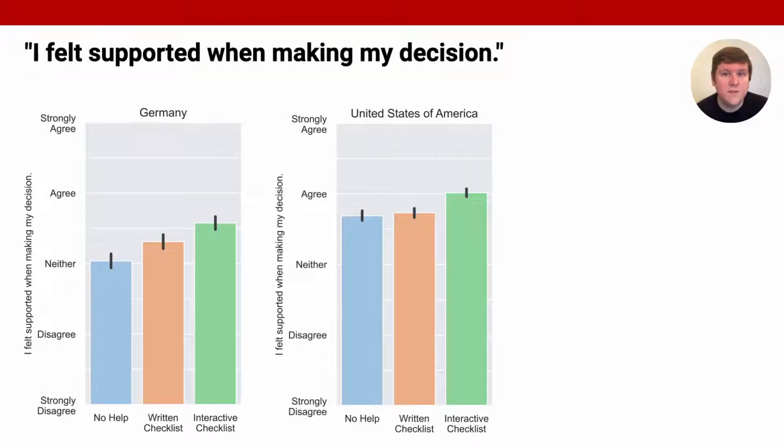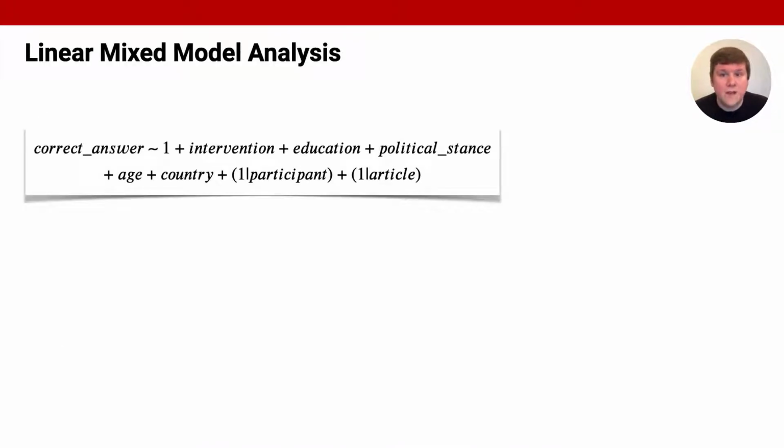The figure shows the perceived helpfulness ratings of the 3 different interventions. Across both countries, we can observe a monotonic increase in the perceived helpfulness. To understand whether the checklist helped people provide correct article ratings, we ran a linear mixed model analysis. We included the information on whether a participant provided the correct answer as a dependent variable, and added random effects of the news article that was rated and the participant that rated the article. We added fixed effects of a participant's education, political stance, age, and country.